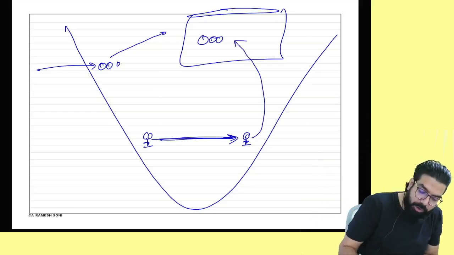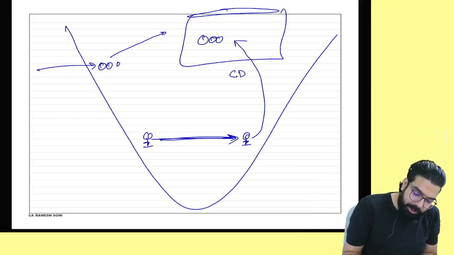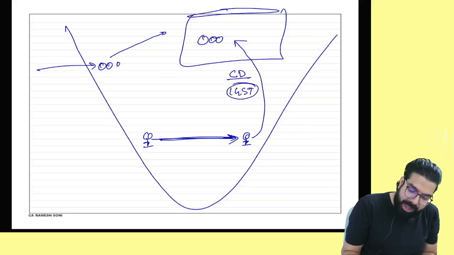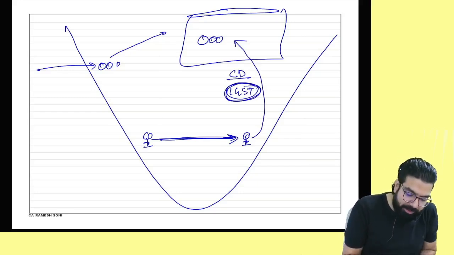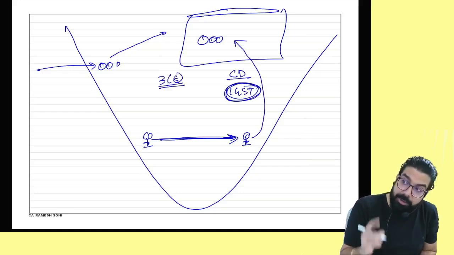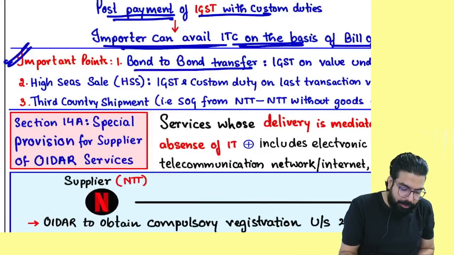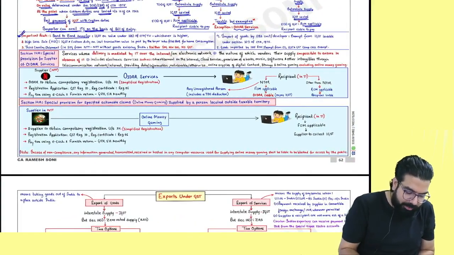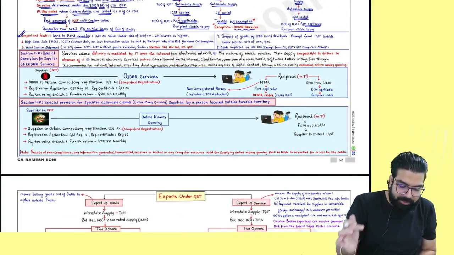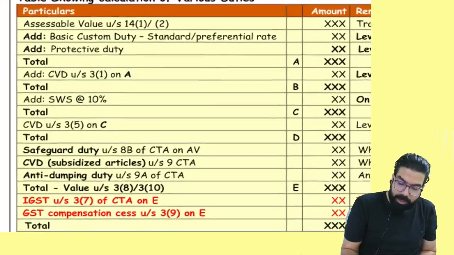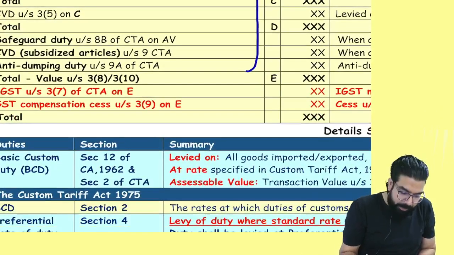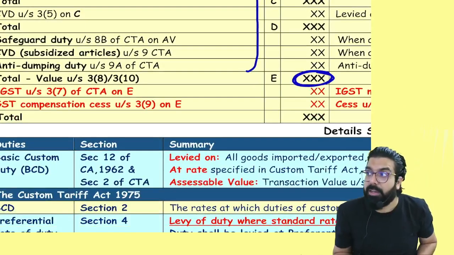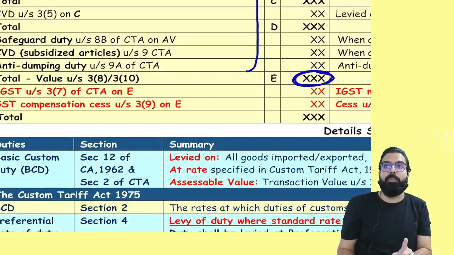But when your friend goes to clear the goods, he has to pay the custom duty also and he has to pay the IGST. Remember, the IGST is to be paid on the value under section 38 of the Custom Act. I hope you remember this, but I'll still connect you to the Custom Act and show you. Under the Custom Act, we take the assessable value and add all the duties and arrive at one value. This is known as the section 38 value. You have to pay on the section 38 value.